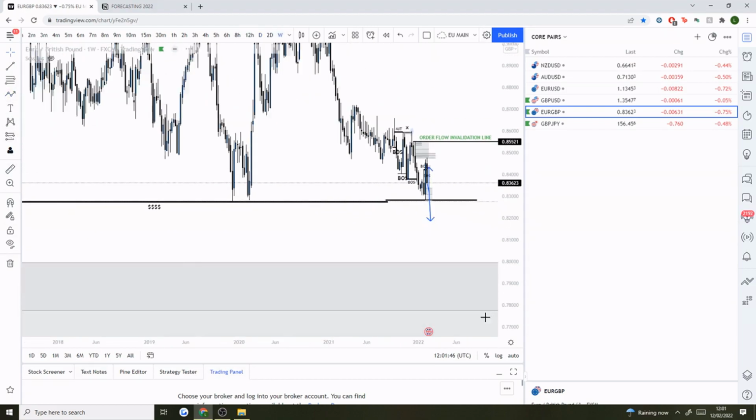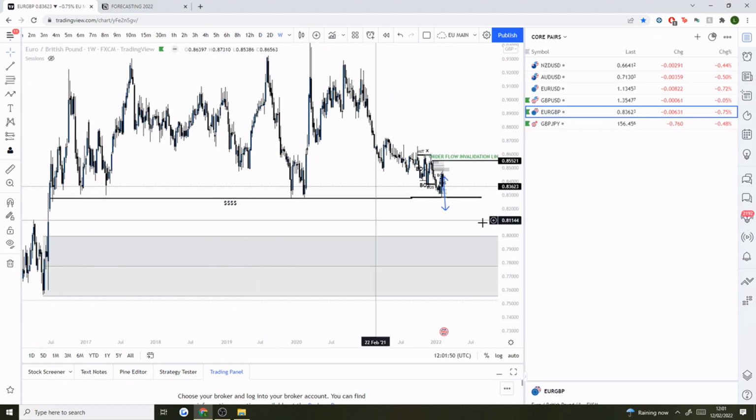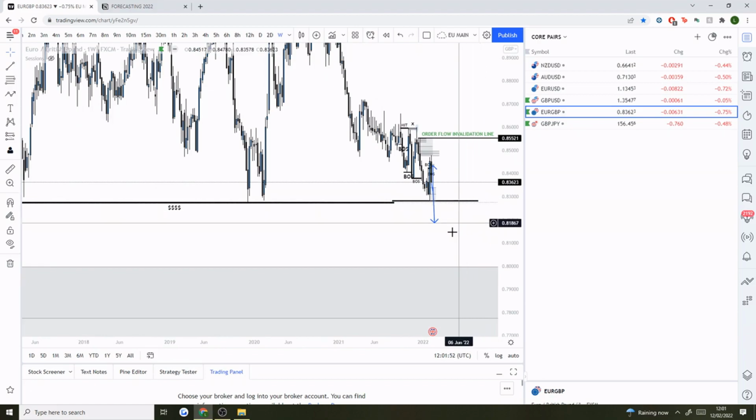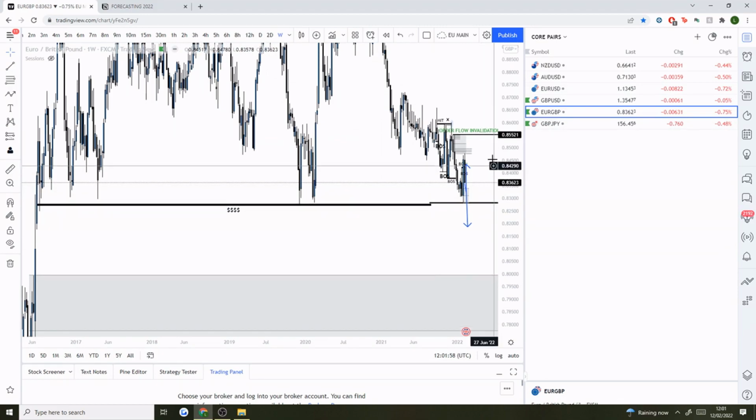Also on the weekly, we've got all this liquidity here that the institutions will most likely be looking to take out. So I do think that we can see price start to plummet down at any time, especially if the euro dollar continues down as well.